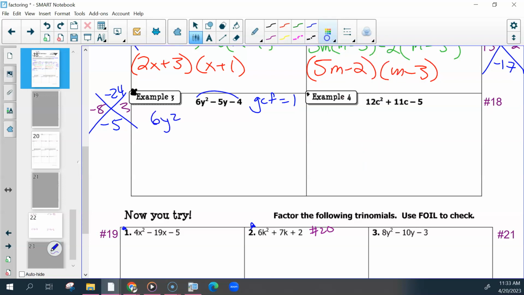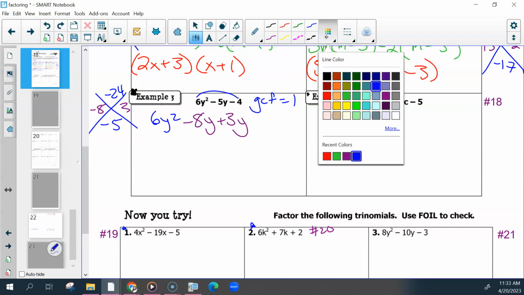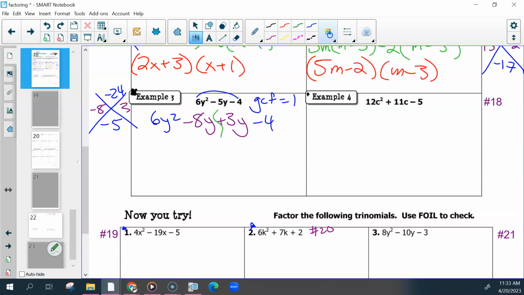6y squared. Do we want the negative 8 or the 3 to go first? Okay. If you put the 3 first, that's fine. We will get the same thing at the end. And then what do the first two have in common? Y and 2. So if we divide those both by 2y, what would be left?